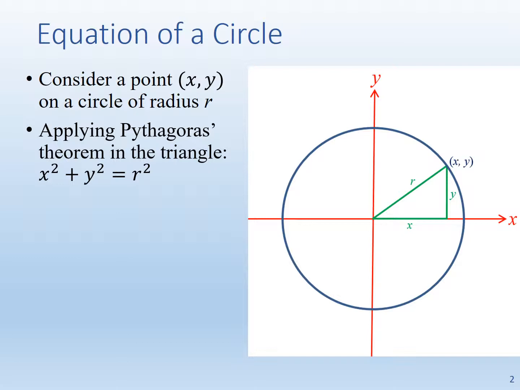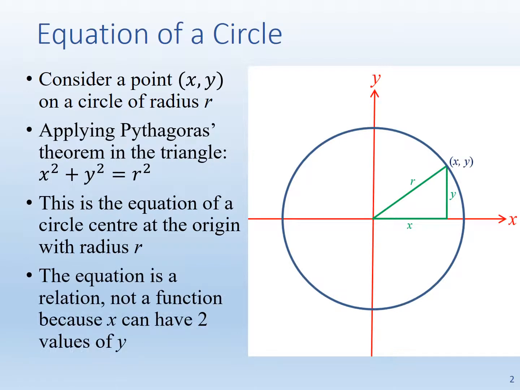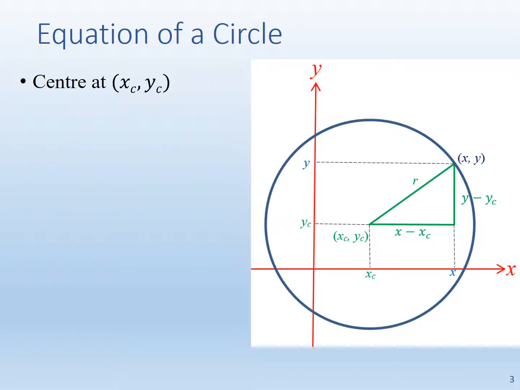x squared plus y squared equals r squared. So that's the equation of a circle with the center at the origin and the radius r. And we'll note that this equation is a relation. It's not a function because any x value will have not just one value of y, but two values of y.